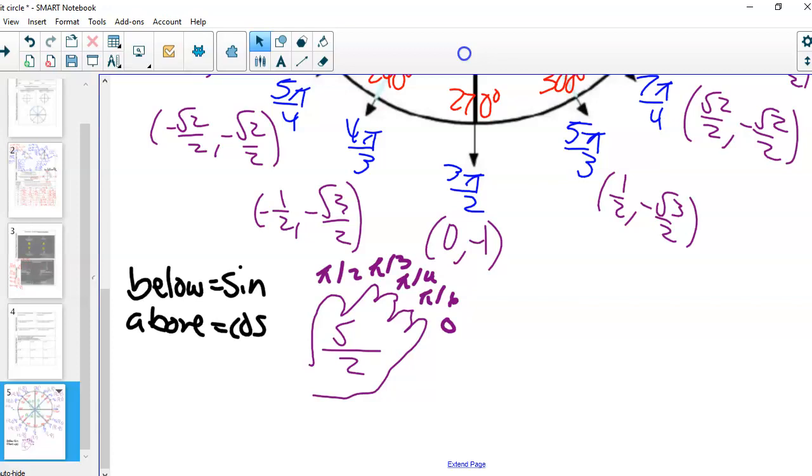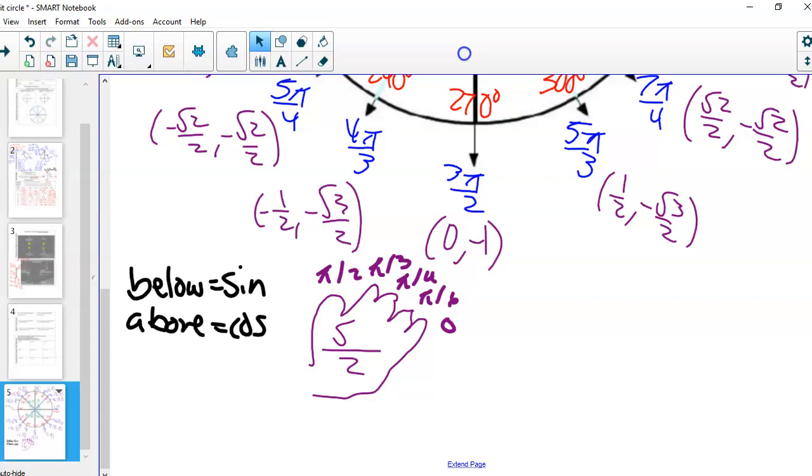Do that again. This is just one way to remember. Put 4 underneath that square root. Equals what? How many fingers are below? Oh, I said above. That was cosine. How many fingers are below the pinky? 0. So if we put 0 in, we get 0. So the sine of 0 is 0. I said sine first, but I meant cosine. Cosine of 0 is 1.